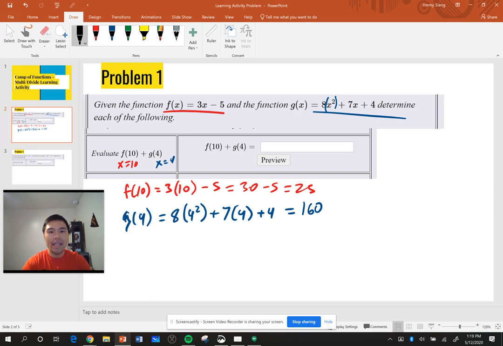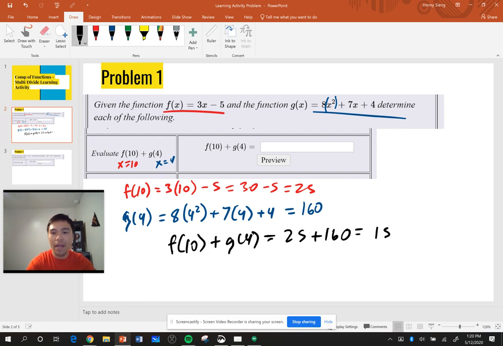Now, this isn't the answer. These are just the pieces. What I need to do to find an answer is take f of 10 plus g of 4, and I found those values to be 25 plus 160. Simplify it out, we get 185 is our answer. All right, so that's how you do that first part.